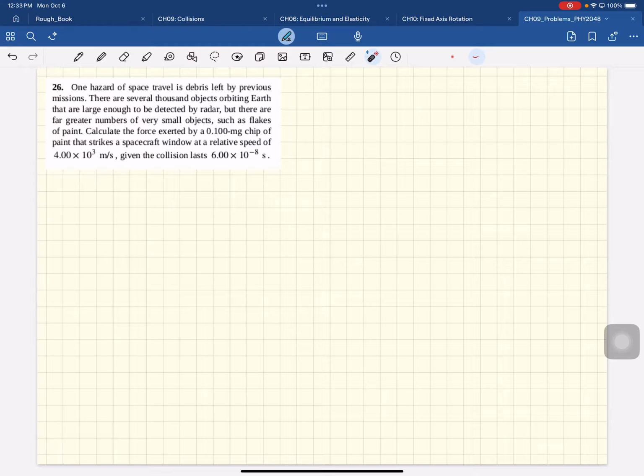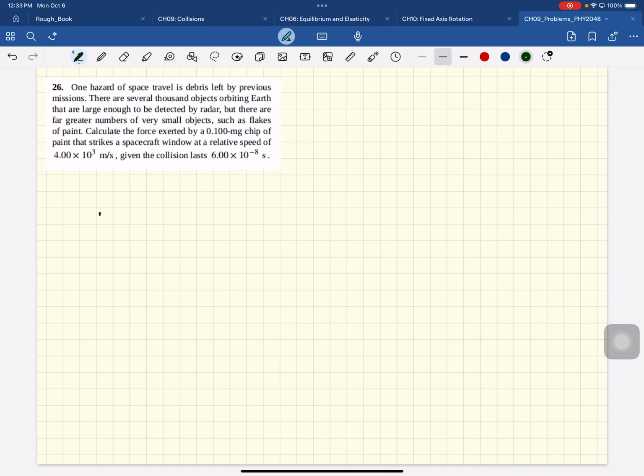So there are several thousand objects orbiting the Earth that are large enough to be detected by radar. But there are a greater number of very small objects, such as flakes of paint. Calculate the force exerted by a 0.1 milligram chip of paint, so a tiny chip of paint that strikes a spacecraft window at a relative speed of 4 kilometers per second, given the collision lasts 16 nanoseconds.